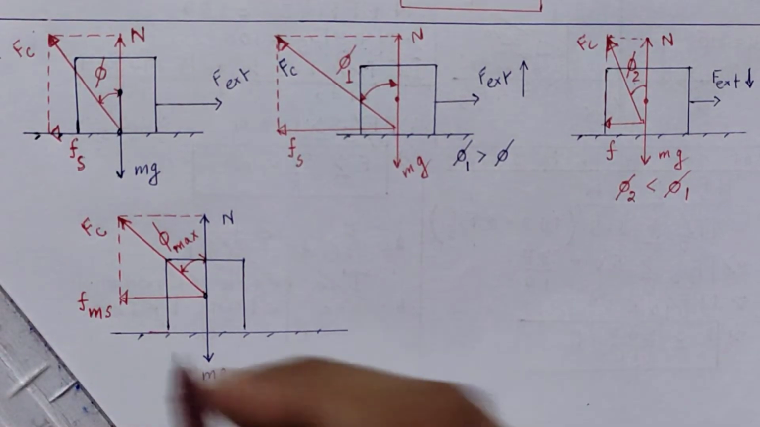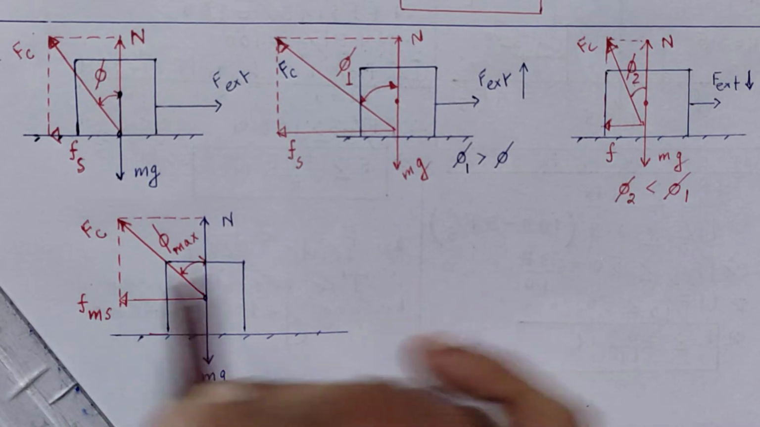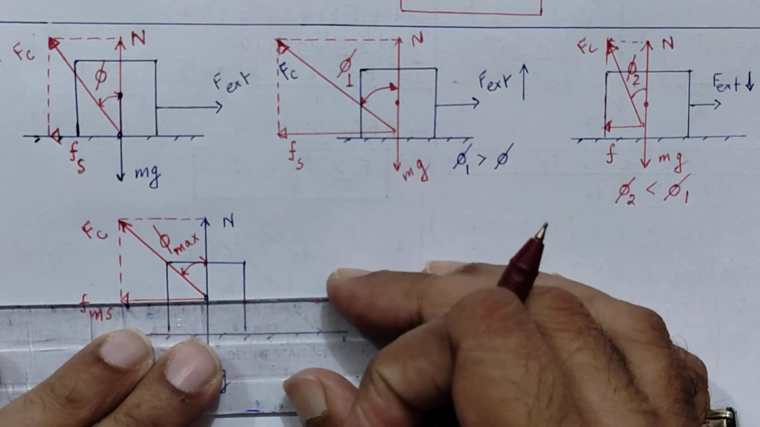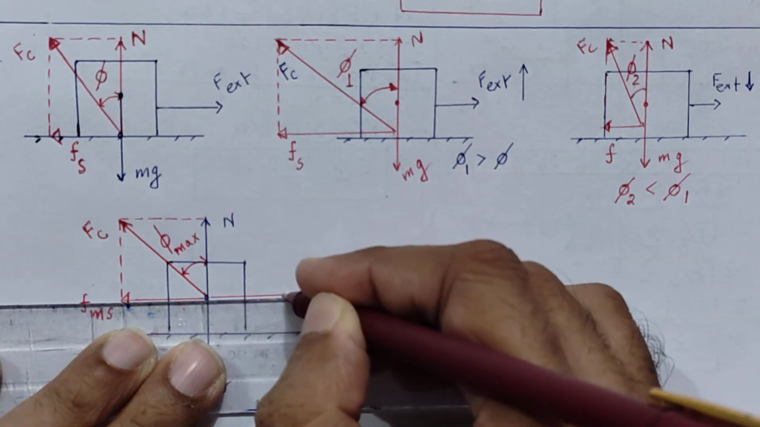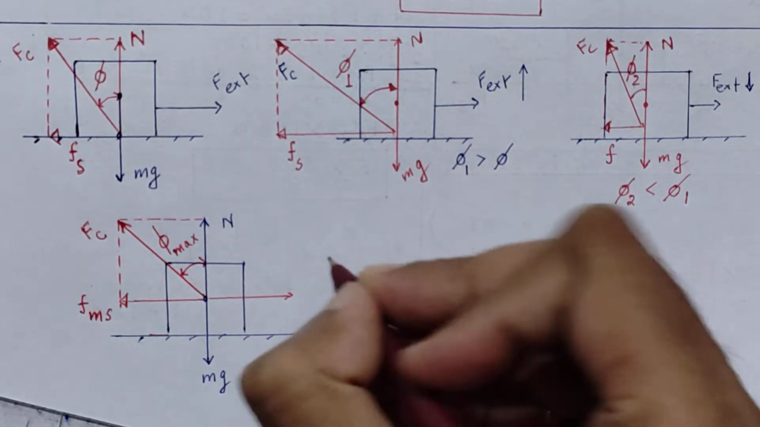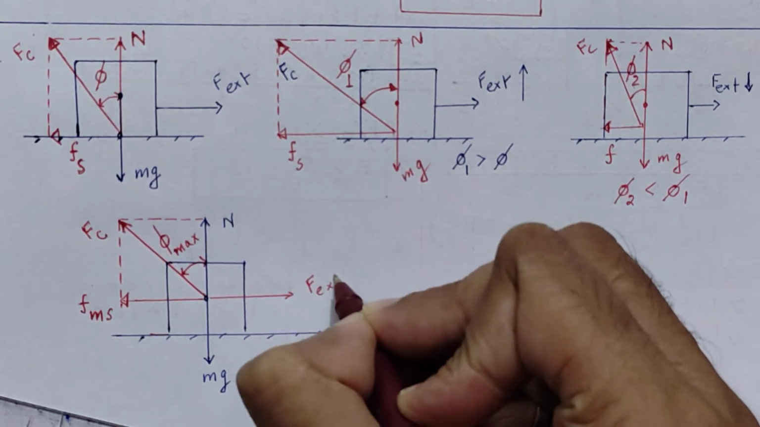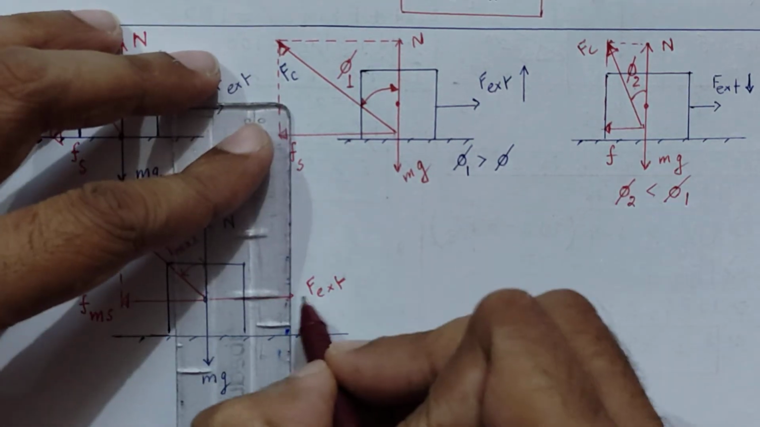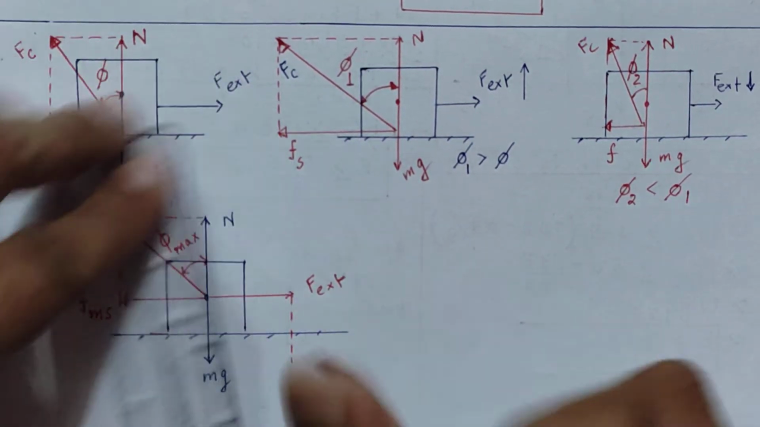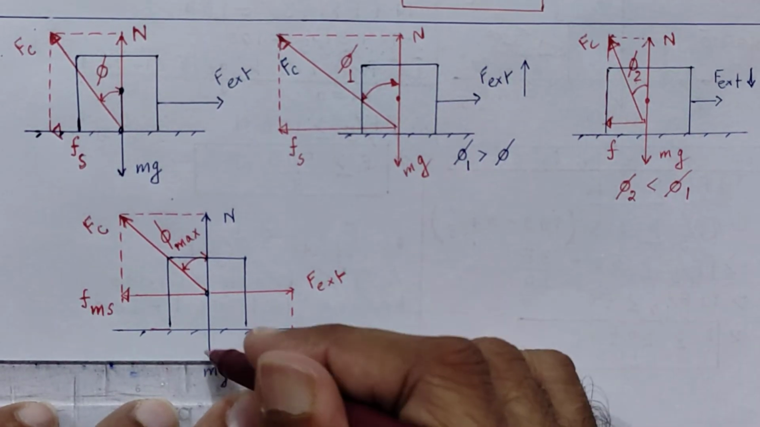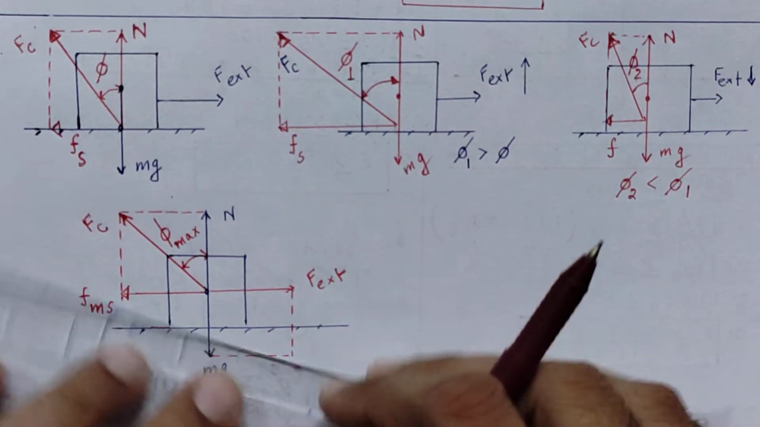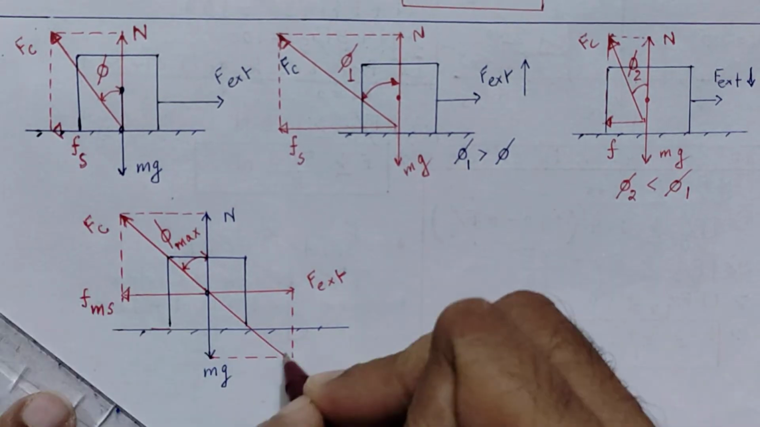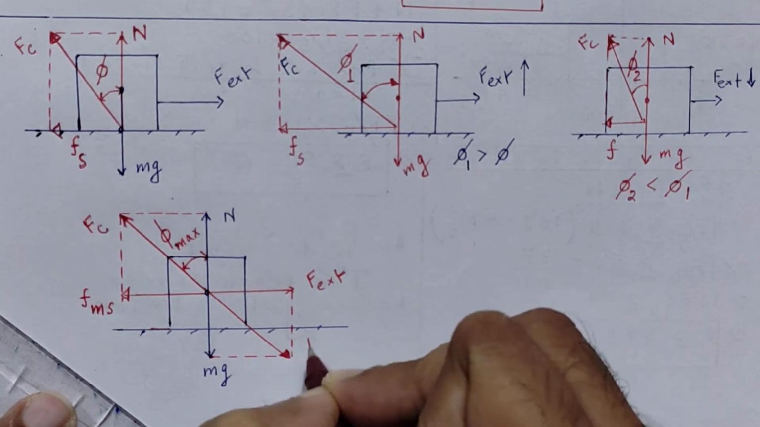Now please see, here this FMS has attained a maximum value because you applied some external force. So this is your external force. Now this external force and this mg are acting here. If I take the resultant of these two forces, I am going to get this. So I am writing it FR.